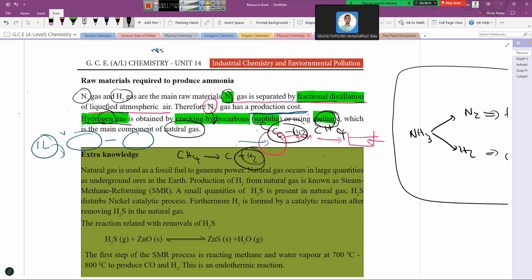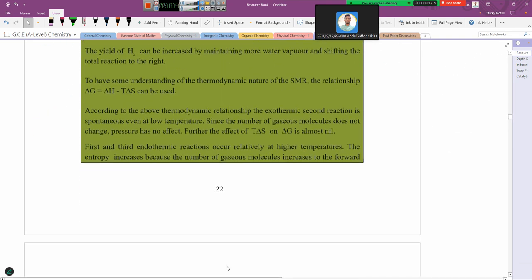So if you crack, meaning if you break it, now if you crack methane, what can you produce? You can produce carbon and hydrogen gas, right? We are not going to use the carbon for this product, but we will use this hydrogen gas for our production of ammonia. Okay, that's all. Right now, these are not important.